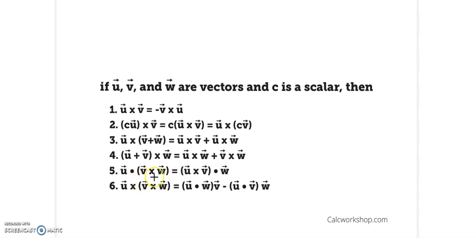And if you need u dot v cross w, that will be same as u cross v dot w. And so the fifth one, this is called the scalar triple product or box product. And u cross v cross w will be equal to u dot w into v minus u dot v into w. So that is the vector triple product. So we will be using these properties in between.